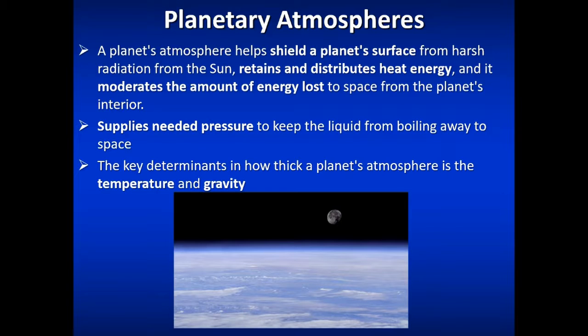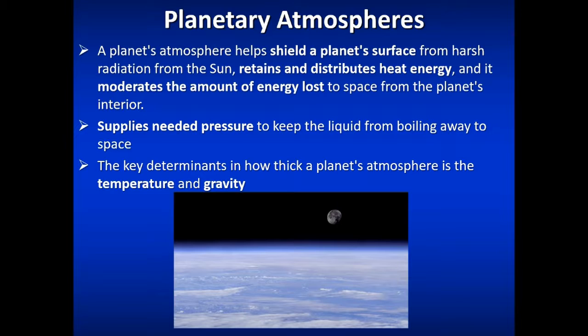Atmospheres also supply needed pressure to keep liquids from boiling away into space. If you were to have a cup of water on Mars, it would actually boil away immediately because there's not enough air molecules pushing down to keep it in liquid form. So thankfully, we have that pressure needed. So we have water in the liquid form here on the Earth's surface, which is necessary for life as we know it.